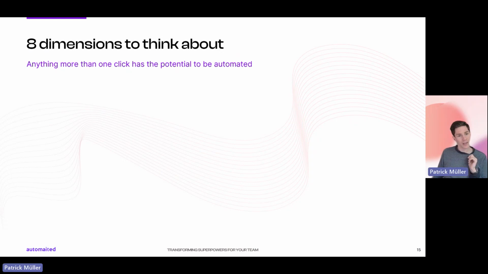Simply speaking, anything in theory that's more than one click has the potential to be automated, right? So if you execute an automation with one click, anything that has one or two clicks or more is basically already faster if you only need to do one click. Having said that, it's probably much more complicated, right?